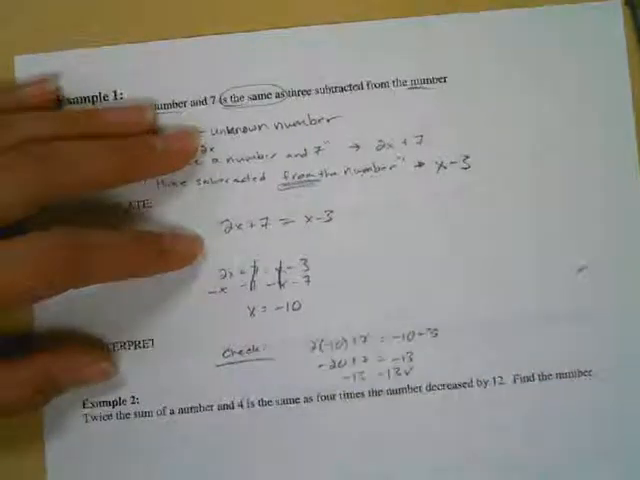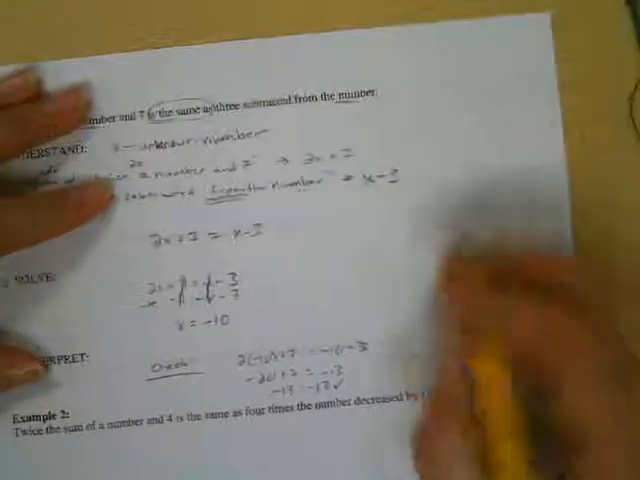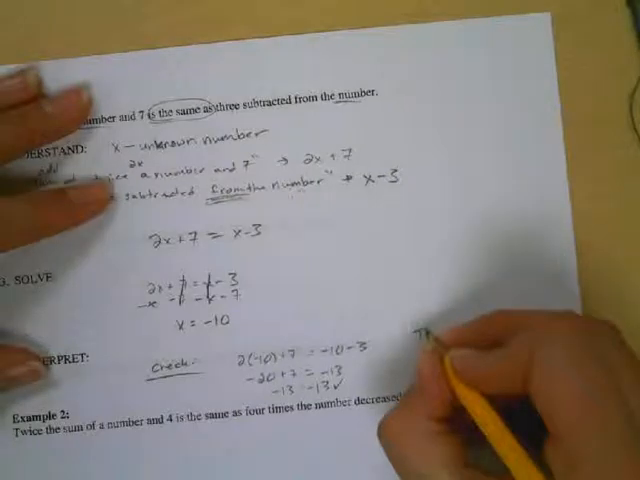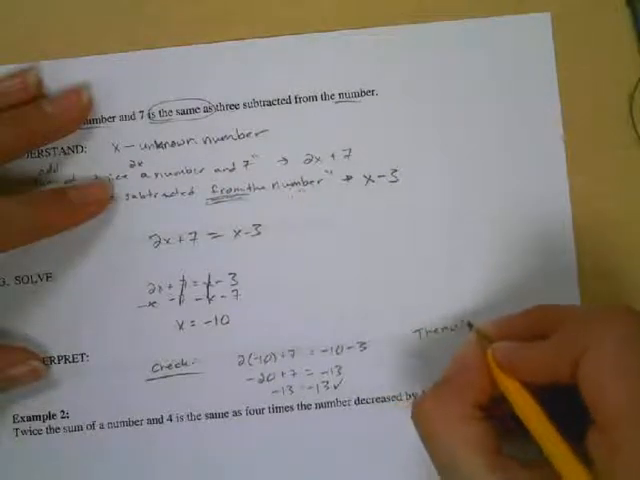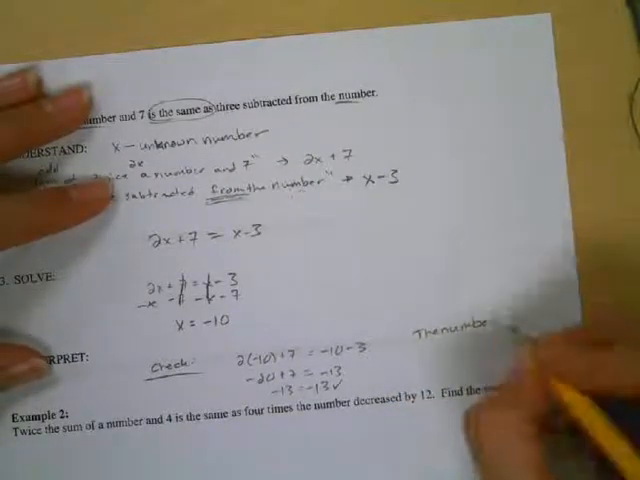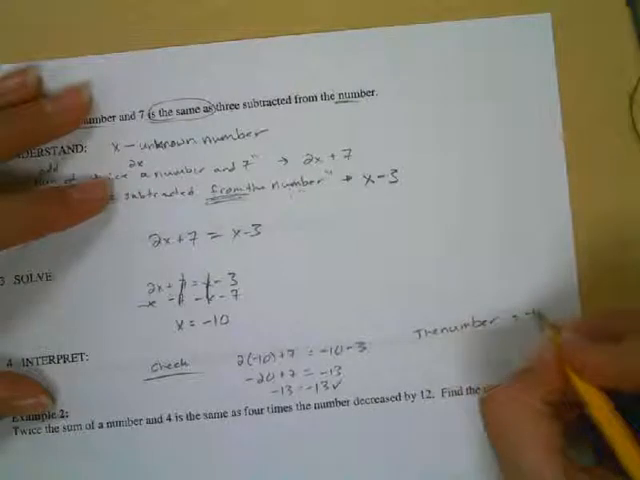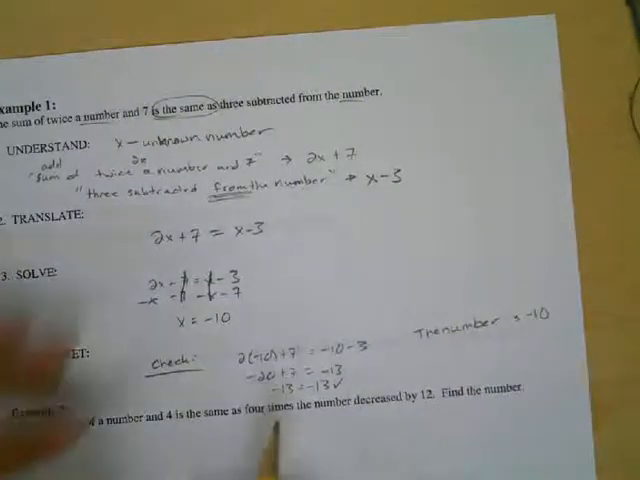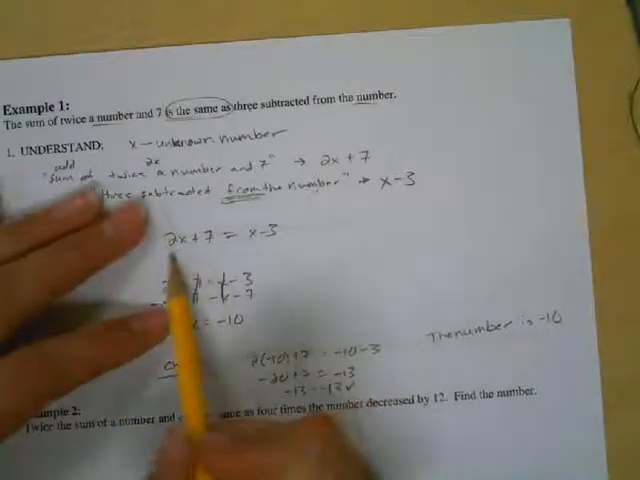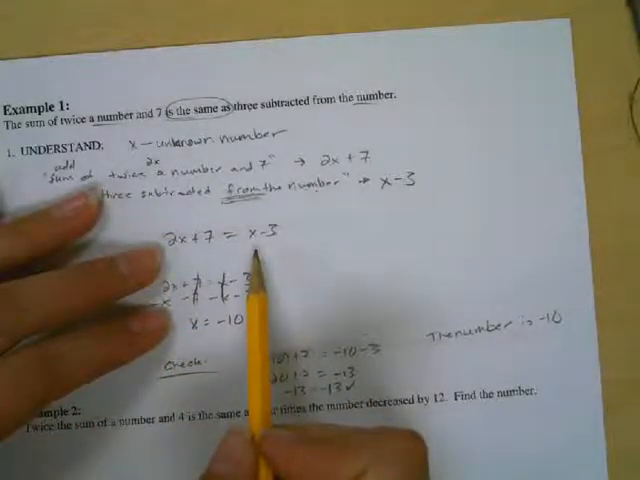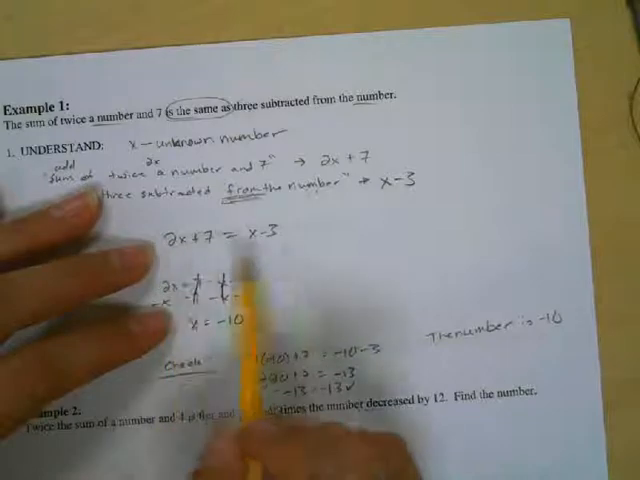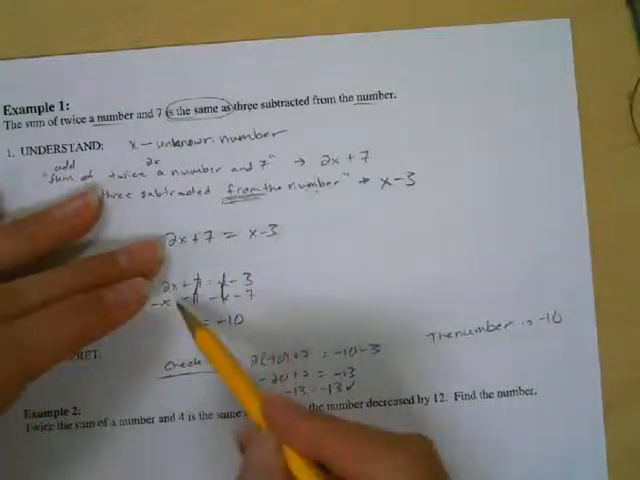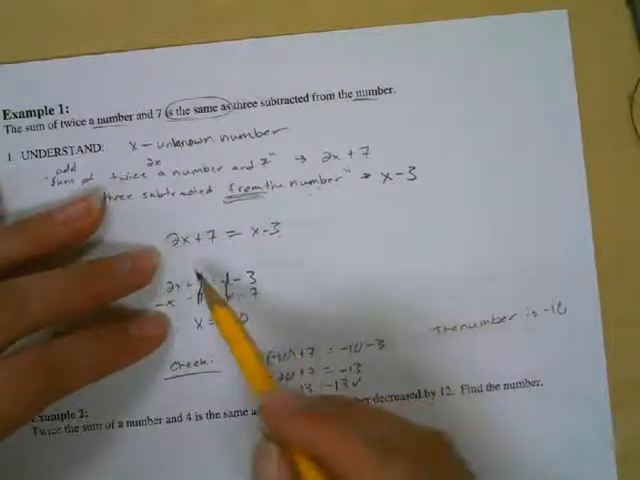Now there's a flaw with the checking. There is a flaw with the checking, and I'm going to go ahead and write down my answer here. The number is negative 10. Now the flaw with this is that if I set my equation up incorrectly, say I wrote this wrong to start with, but I solved it correctly. So I wrote the wrong equation.